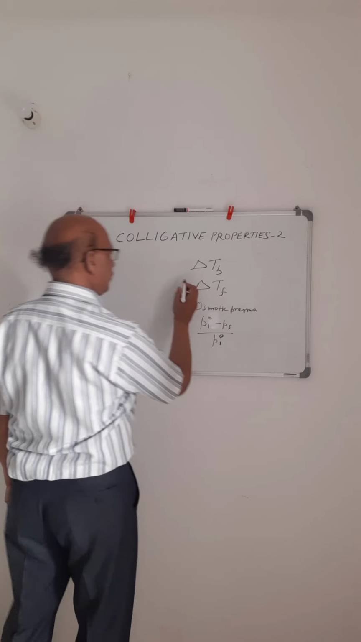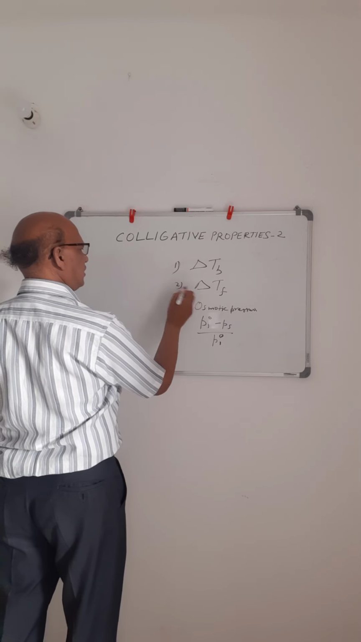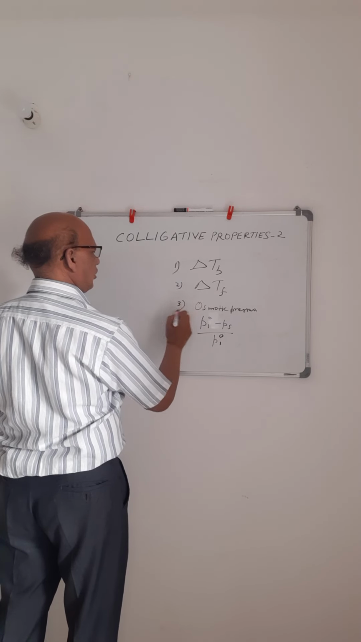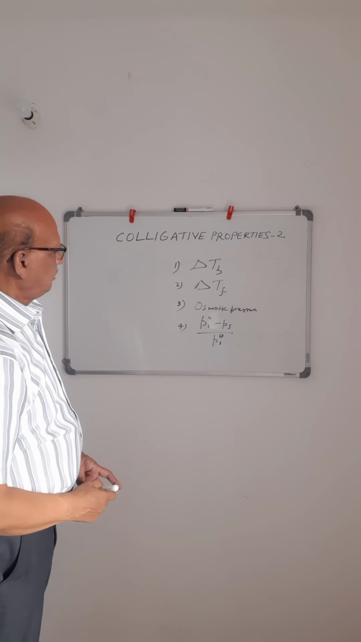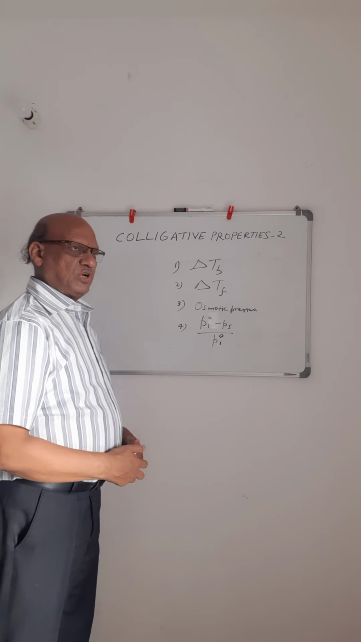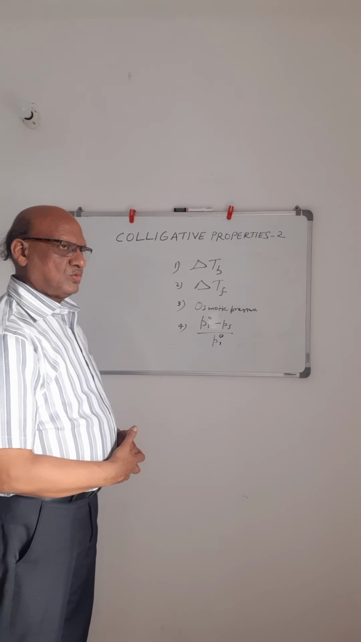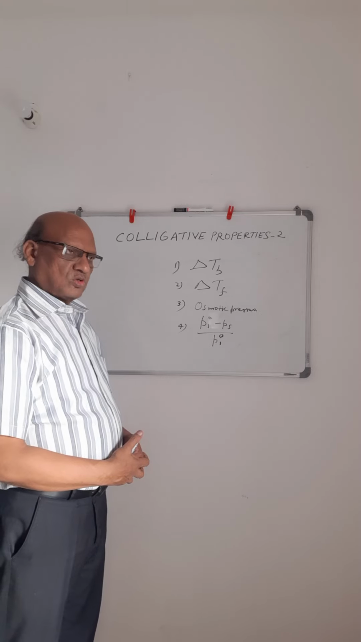Okay, these are the four colligative properties, that is your elevation in boiling point, depression in freezing point, osmotic pressure, and the relative lowering of vapor pressure. So all these four properties, they will depend on the number of molecules of the solute particles, or we can say they will depend on the number of moles.